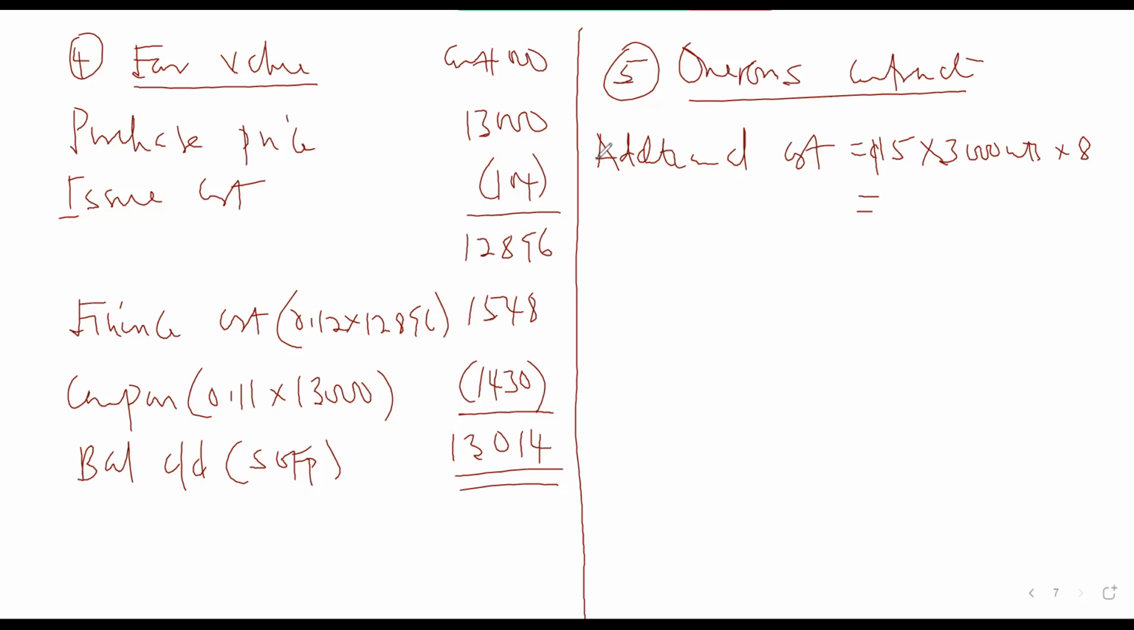So 15 times 3,000 times 8. The contract is 1 year, and we have supplied the goods for 4 months already. It means I'm left with what? 8 months. So the total cost is what? 360 Ghana cedis. Is that correct? Yes, sir.